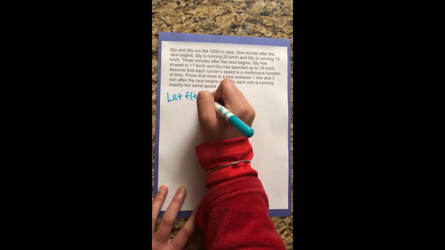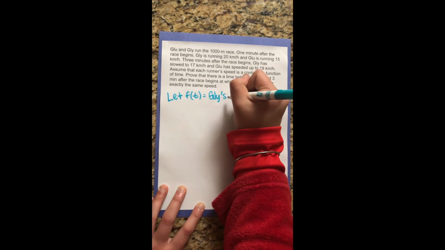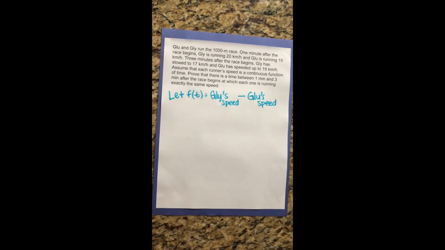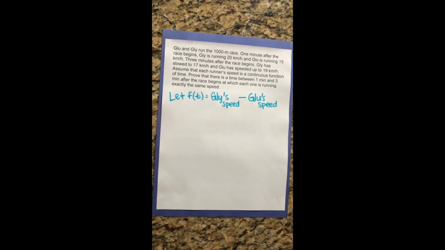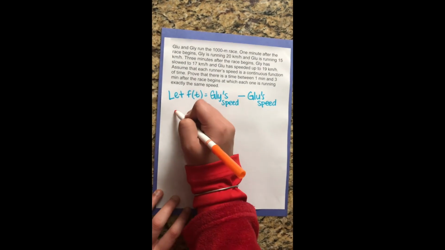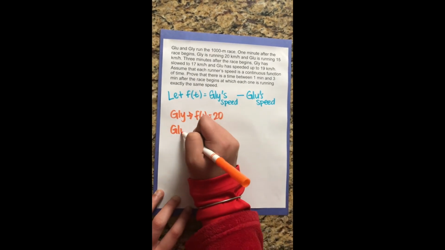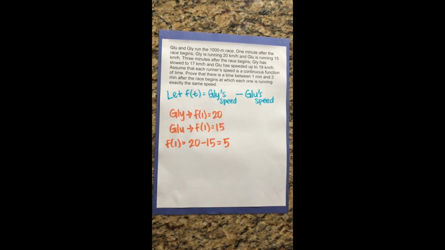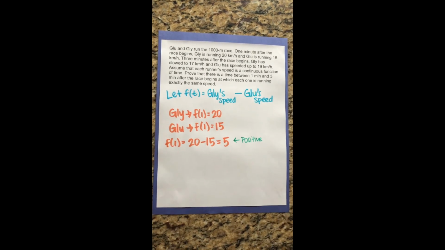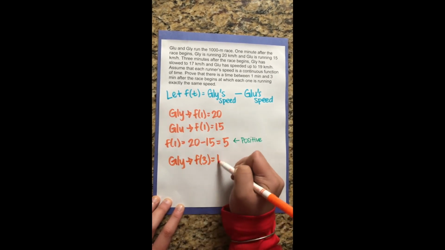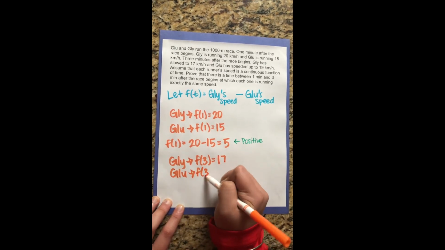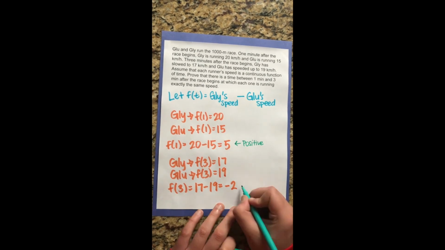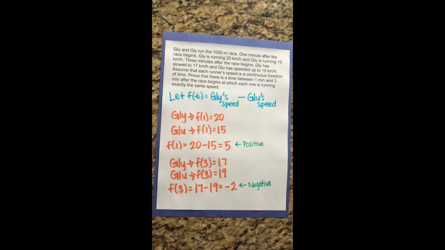Let f of t equal Gly's speed minus Glue's speed. Gly at f of 1 equals 20 and Glue at f of 1 equals 15. F of 1 equals 20 minus 15, which equals 5. That's positive. Gly at f of 3 equals 17 and Glue at f of 3 equals 19. F of 3 equals 17 minus 19, which equals negative 2, which is negative.